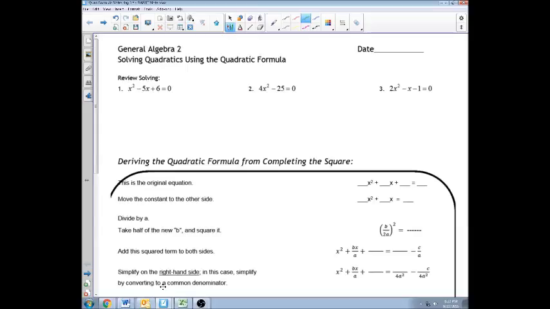This lesson is for my Algebra 2 class. It is solving quadratics using the quadratic formula. The first three problems here are review.